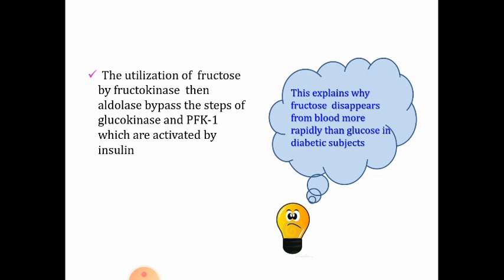The utilization of fructose by fructokinase and then by aldolase bypasses the steps of glucokinase and phosphofructokinase 1, which are activated by insulin. This explains why fructose disappears from blood more rapidly than glucose in diabetic subjects. This is because they are independent of insulin. Apart from glucose, this fructose is disappearing from the blood. It is metabolized more rapidly than glucose.